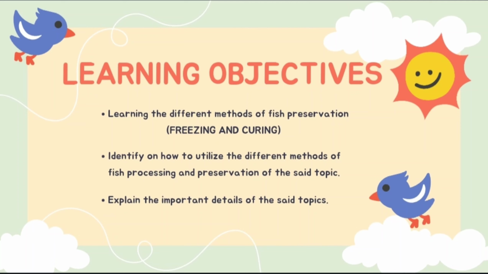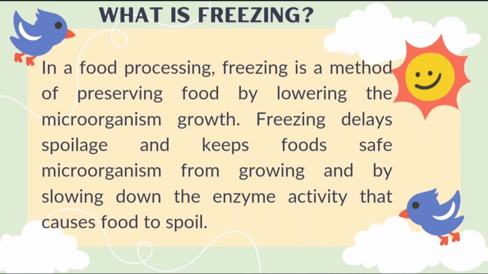So, let's begin. What is freezing? When we say freezing, it is a method of preserving food by lowering microorganism growth. Freezing delays spoilage and keeps the food safe by preventing microorganisms from growing and by slowing down the enzyme activity that causes food to spoil. According to the statement, freezing is a food process to extend the lifespan of a food.